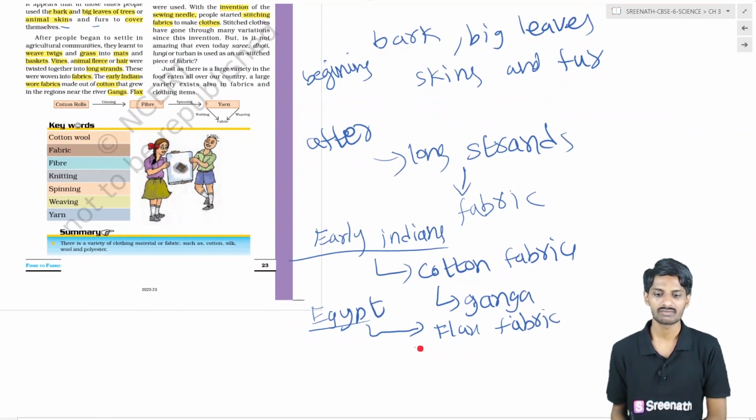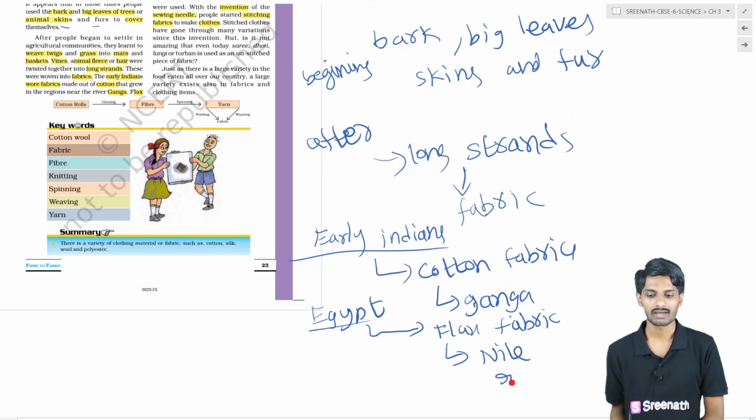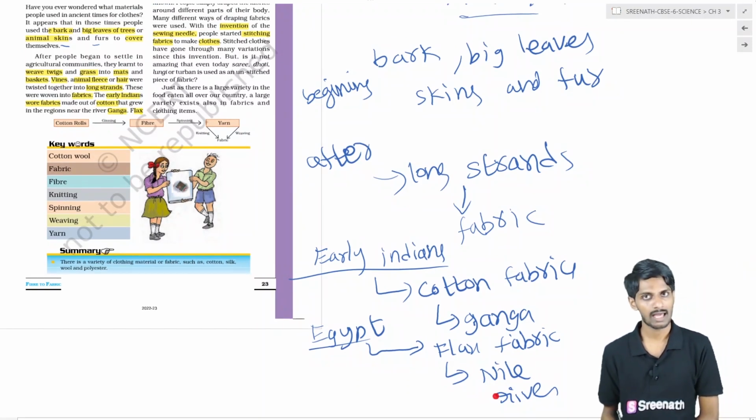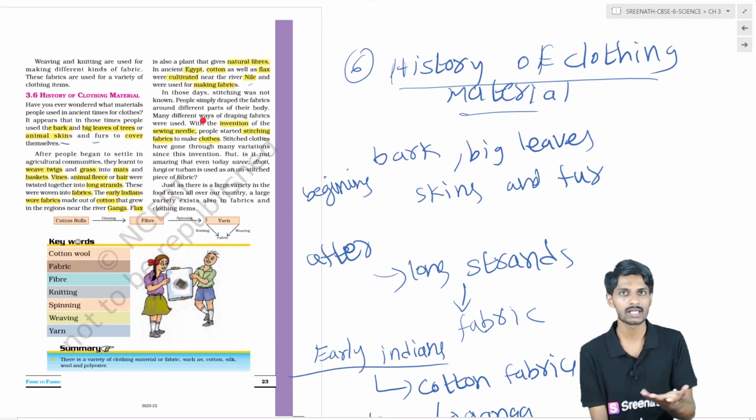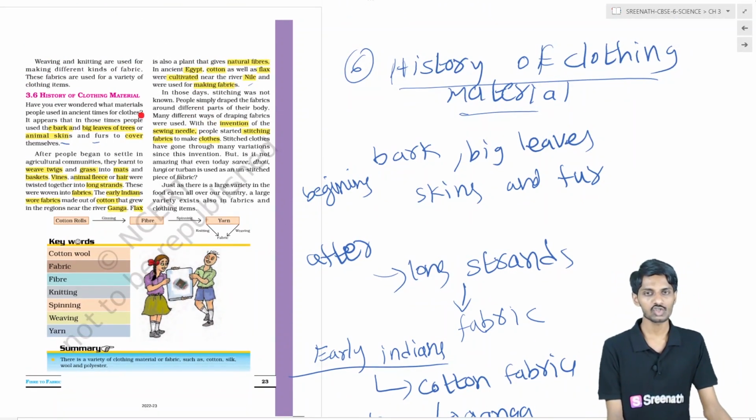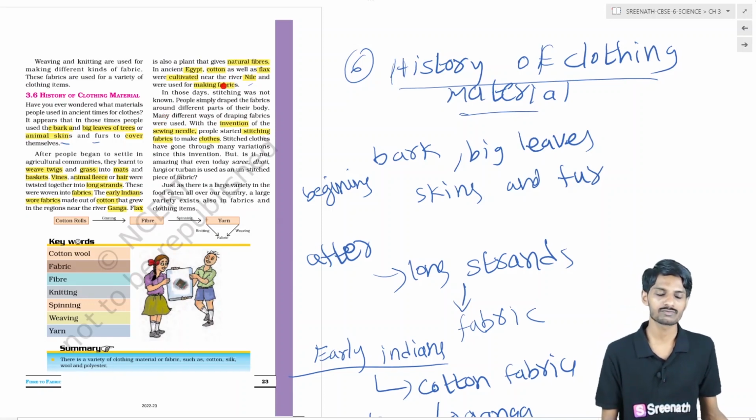So this is also natural fabric. This is cultivated near the Nile river. So these flax plants are grown near the Nile river. Using those, they have also found out the fabrics. In that way, in olden days they learned how to use fabrics.